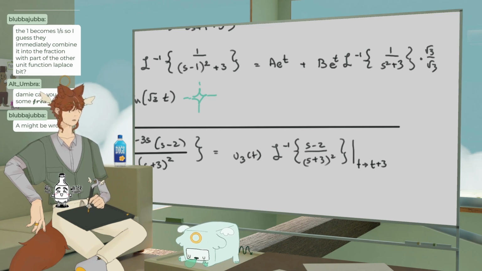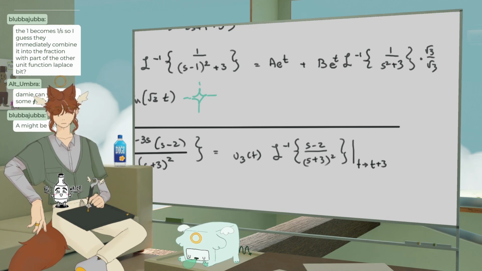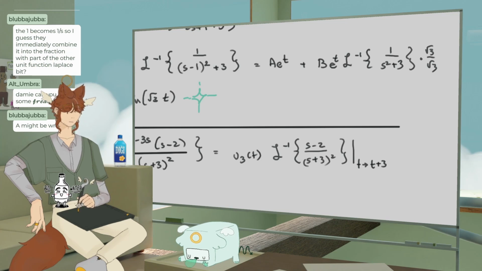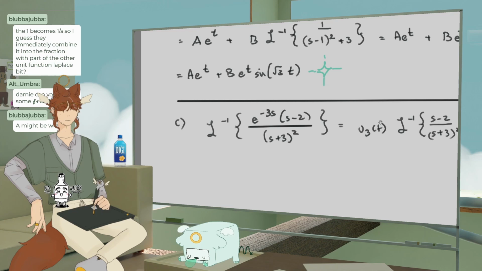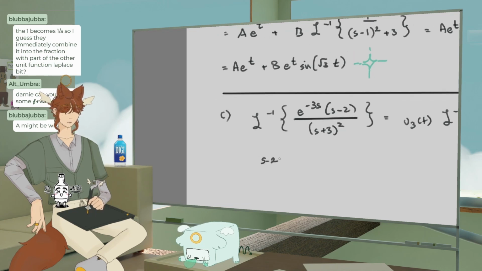But I thought there was a way you could do it where you just have it as like a... I don't know. There was kind of a different way to do this, but maybe I'm lying. We'll do it this way. So we have s minus 2 over s plus 3 squared equals a over s plus 3 plus b over s plus 3 squared.